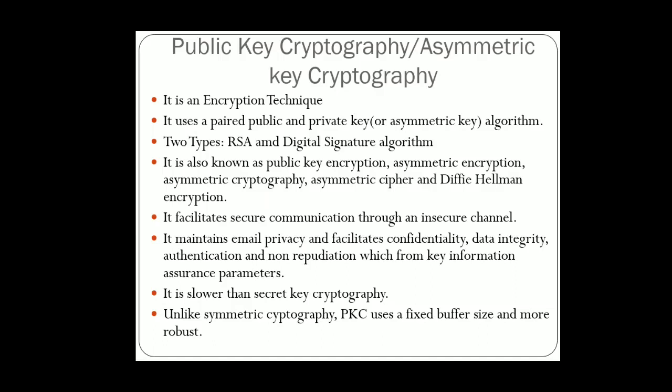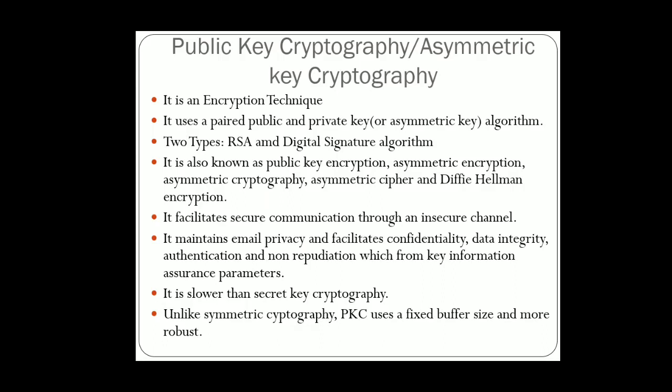There are two types of public key cryptography: RSA and the digital signature algorithm, that is DSA. Public key cryptography is also known as public key encryption, asymmetric encryption, asymmetric cryptography, asymmetric cipher, asymmetric key encryption, and Diffie-Hellman encryption. Public key cryptography facilitates secure communication through an insecure channel, which allows a message to be read by the intended recipients only.